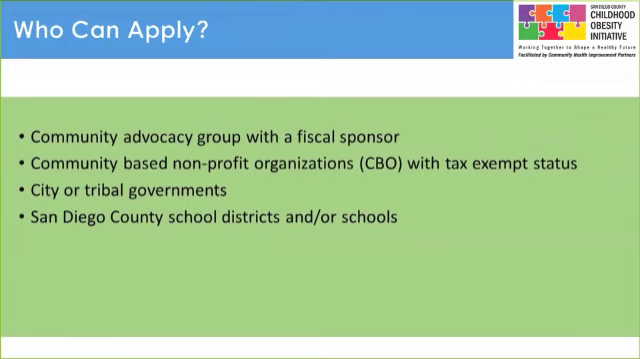If by chance the resident-led community group is selected as a recipient of funding, the funding will be channeled through that fiscal sponsor. So COI would develop a letter of agreement with the fiscal sponsor, and then the fiscal sponsor would then distribute the funding to the community group.